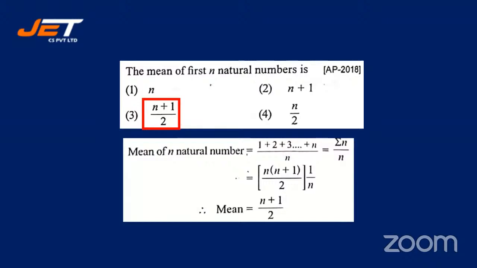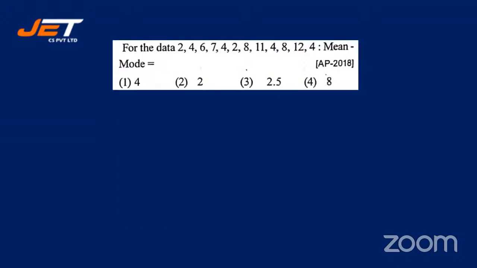How? See, what are n natural numbers? It is 1 plus 2 plus 3 and so on till n numbers, isn't it? So it is sigma n by n. Sigma n is nothing but n into (n plus 1) by 2, into 1 by n, whereby n and n get cancelled, so you get (n plus 1) by 2. All right. Yes, see the next one.